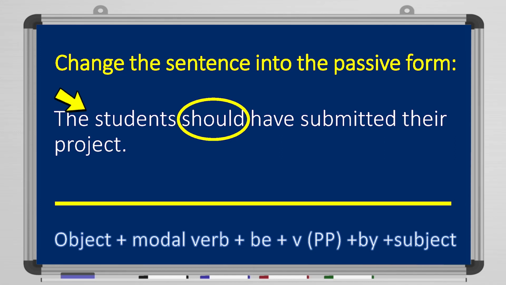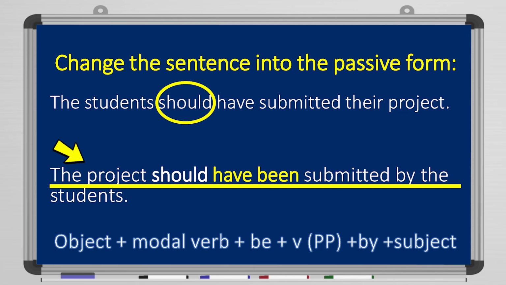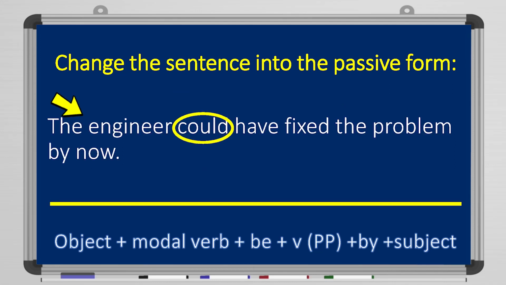We start with what? With the object. The project should have been submitted by the students. See how easy that is? Very, very easy. And we have here another example about the engineer. The engineer could have fixed the problem by now. Could is a modal verb, very easy.